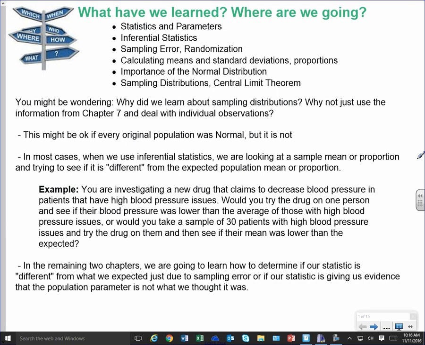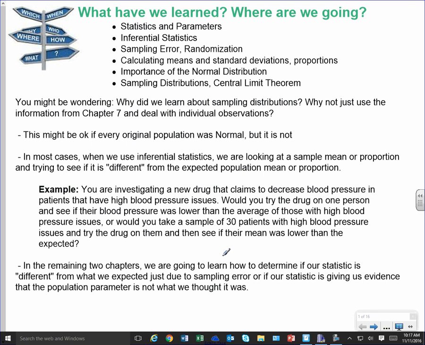Would you try the drug on just one person and see if their blood pressure was lower than the average? Or would you take a sample of 30 patients with high blood pressure, let them try the drug, and then see if their mean was lower than the expected? Well, obviously, we would probably take a sample of people, right? We're probably not just going to look at how it affects one person. So once we start taking a sample, then we are in the sampling distribution when we get our data back, okay? And so that's generally what we're going to be doing.